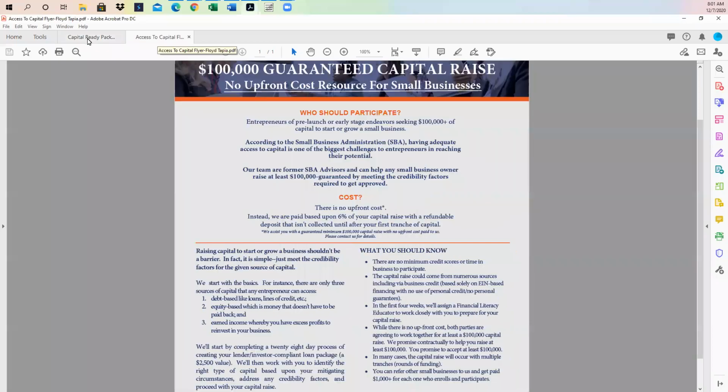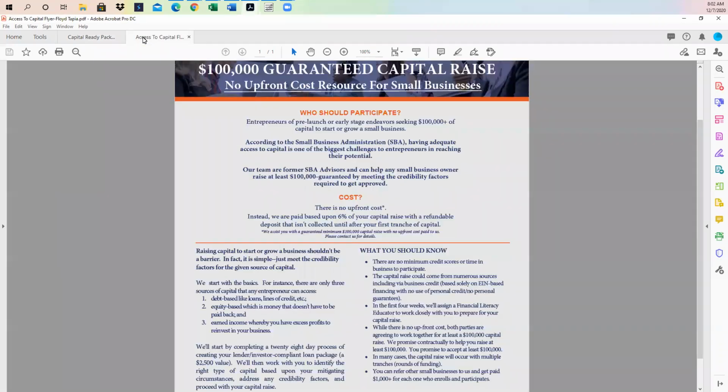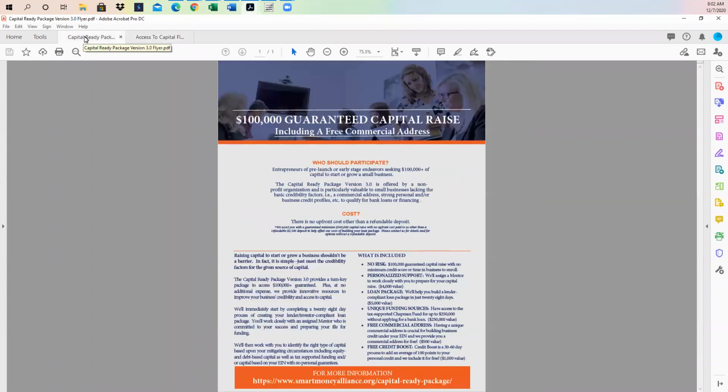and the Capital Ready version 3.0. The flyers, obviously, same format, same template. There's only a couple subtle differences between the two of these. And frankly, I'm hesitant to even talk to all of you about the Capital Ready Package 3.0 because it'll be too much too soon for some of you. But let's first talk about the difference between Access to Capital and Capital Ready Package, and then we'll talk about what makes it 3.0 versus 2.0.